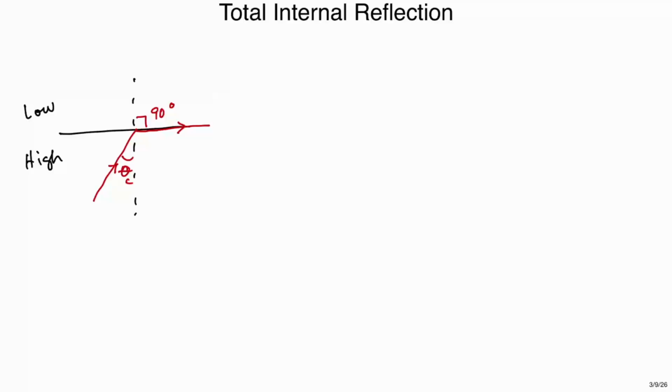When you hit the critical angle, or you're bigger than the critical angle, the light is going to stay inside of the incident material. You lose none of it. It stays reflected.